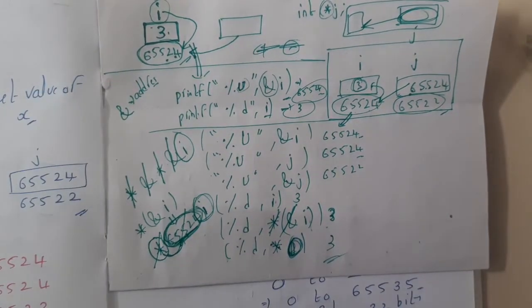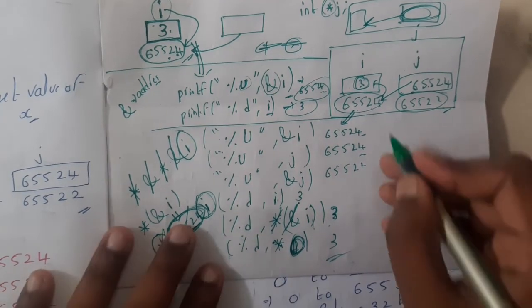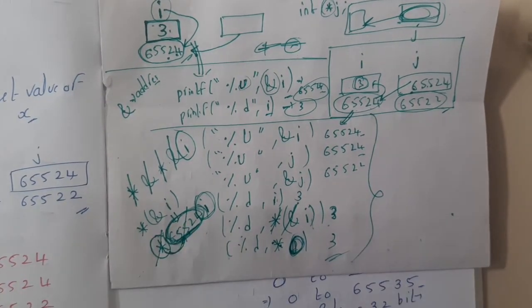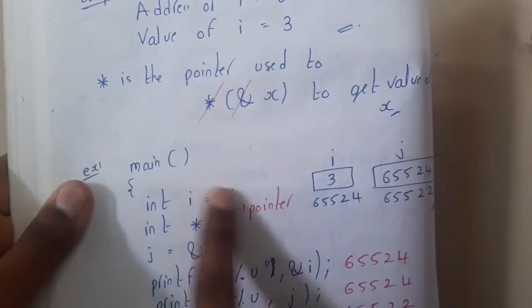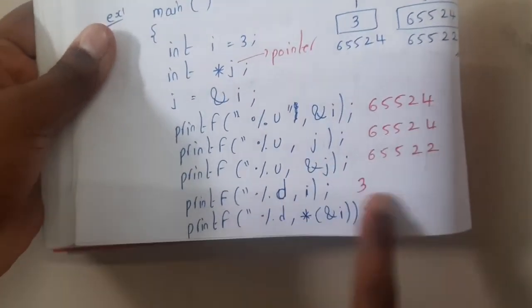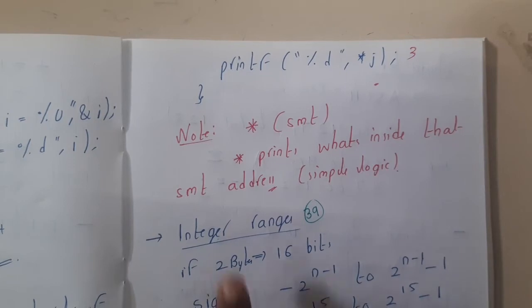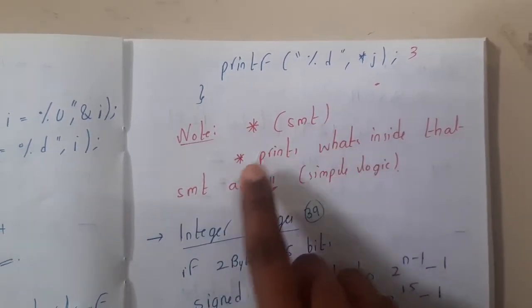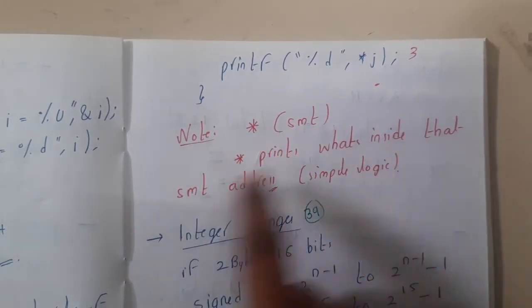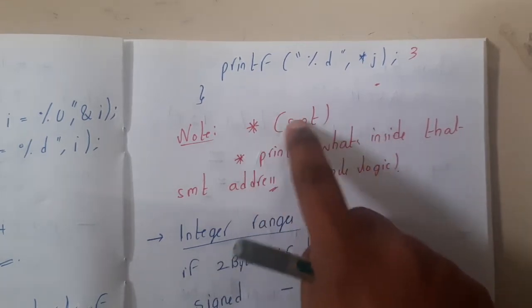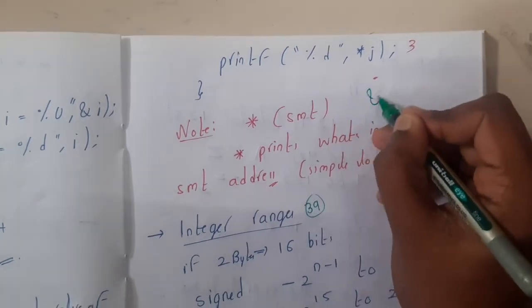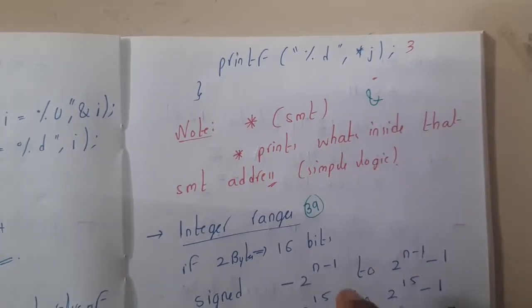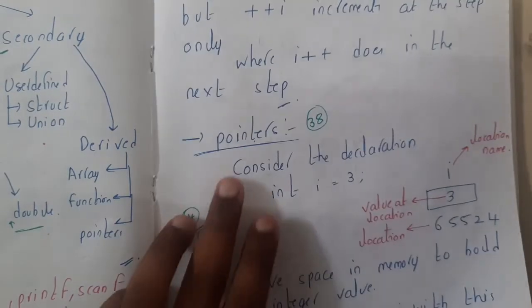Now you have an idea of how exactly pointers work. If you are still confused, please watch the video again and solve the question in the book, guys. I have written it clearly, step by step, exactly as I'm saying, whether it is 3 or 65524, and you can cross-check from the book. The important thing is that star something prints what is inside that address, and ampersand prints the address. That's it. I hope everyone got a basic idea about pointers.